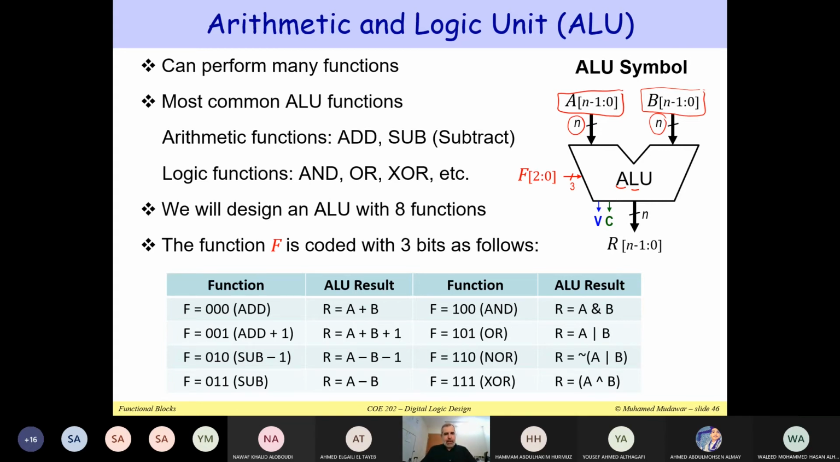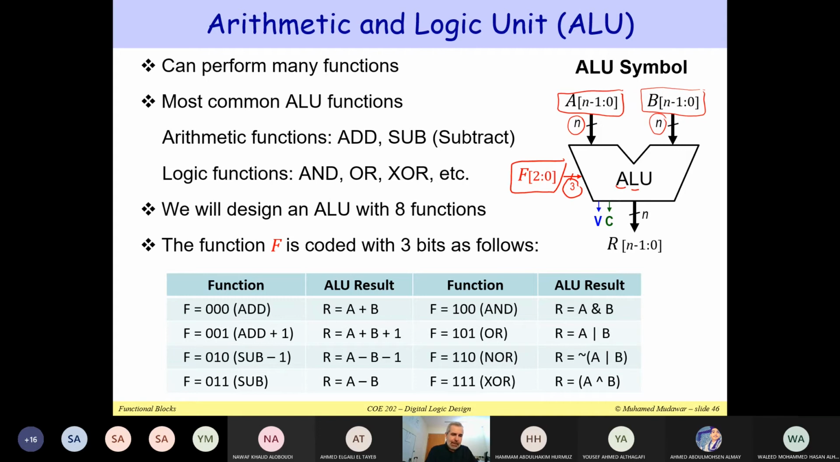We also have here a function, f. It only consists of 3 bits. Because we only have 3 bits for the function, we can have 8 possible functions. So f here can be 0, 0, 0 up to 1, 1, 1. So we have 8 functions. We can use some functions for arithmetic and some functions for logic.